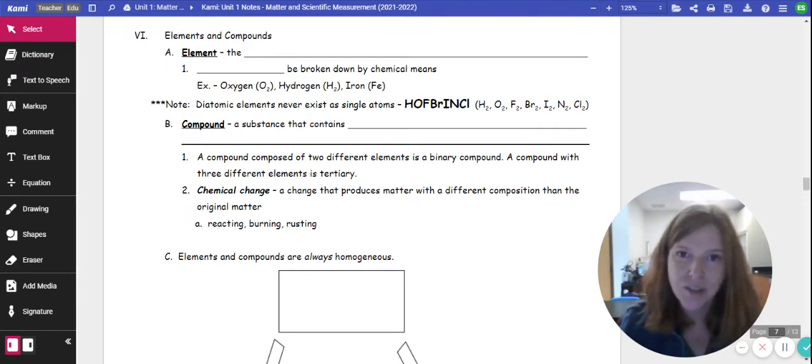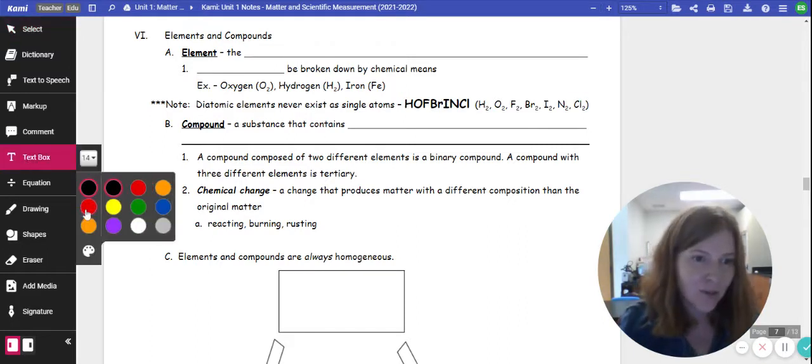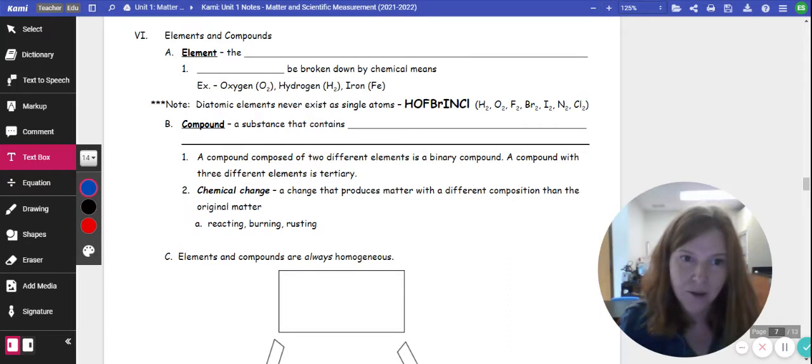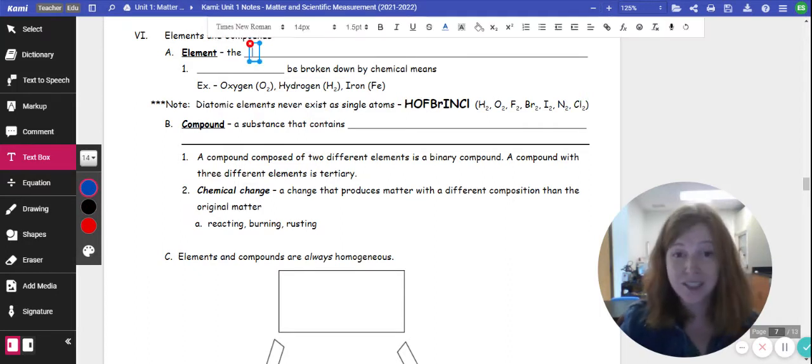Again, this particular video is going to be a little bit more vocabulary heavy than is typical. It's just there's a lot of terminology we kind of have to get out of the way up front so that for the rest of the year we can talk about these things. So diving right in, let us talk about what is an element.